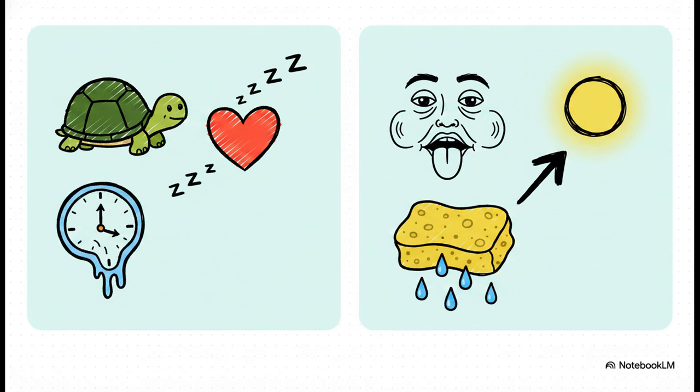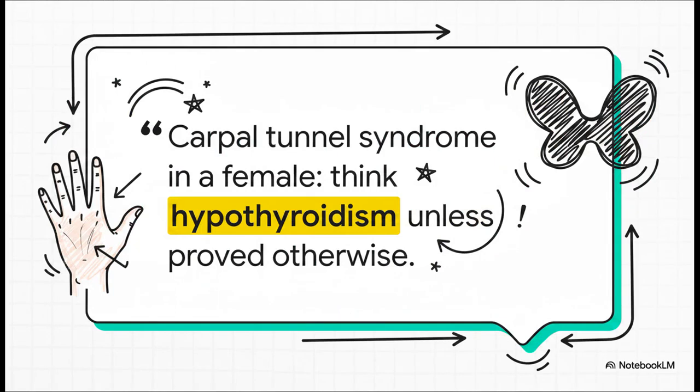To anchor this clinically, there's a brilliant, powerful heuristic regarding carpal tunnel syndrome that you need to commit to memory right now for rapid pattern recognition on the wards. It's a striking diagnostic shortcut. If you see carpal tunnel syndrome in a female, think hypothyroidism until proven otherwise. If you see carpal tunnel syndrome in a male, think amyloidosis until proven otherwise.